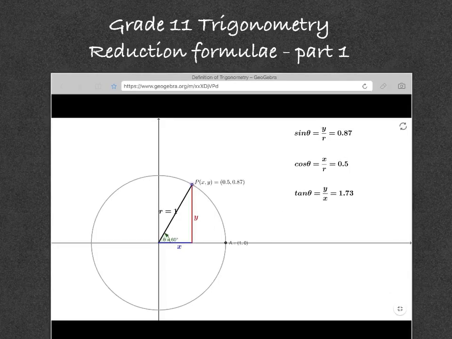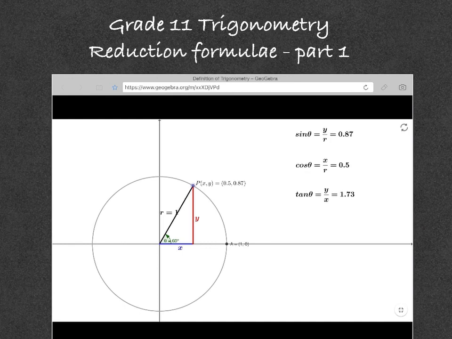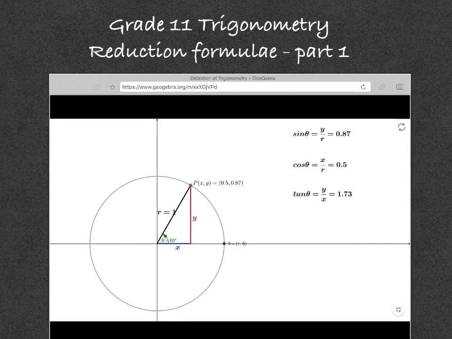Let's start by looking at this GeoGebra applet. If we've got an angle in the first quadrant, like the 60 degrees, we notice that the ratio of sine is positive, the ratio of cos is positive, and the ratio of tan is positive. Okay, so what will happen if I move this point around?